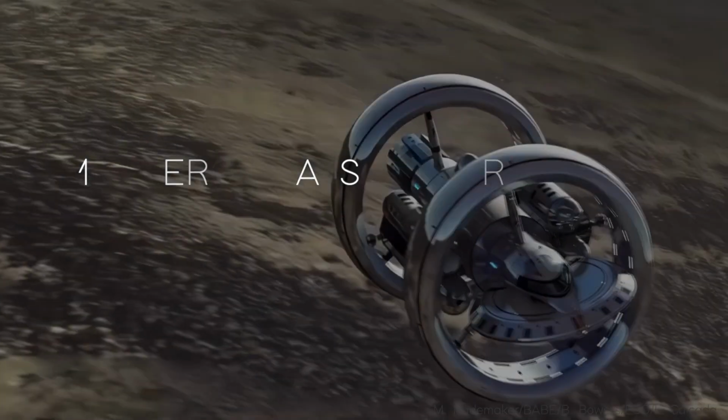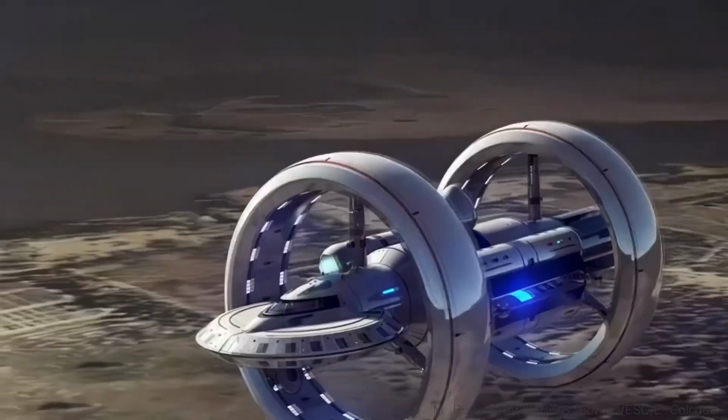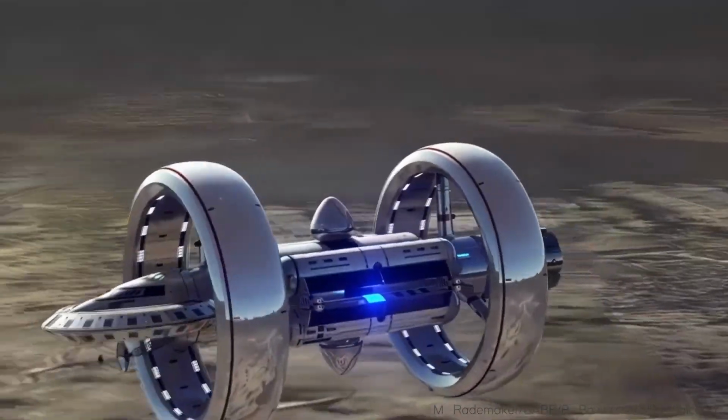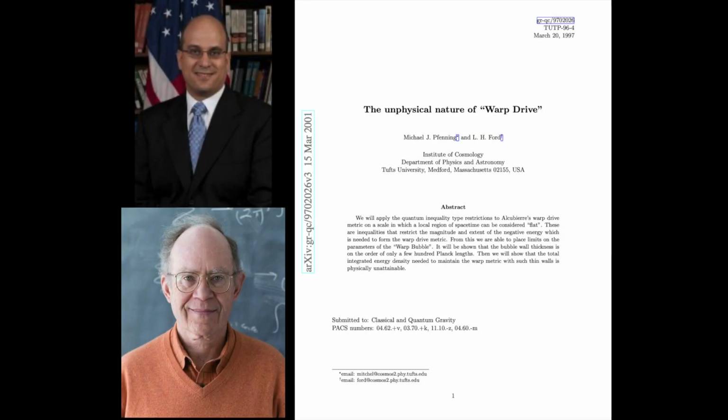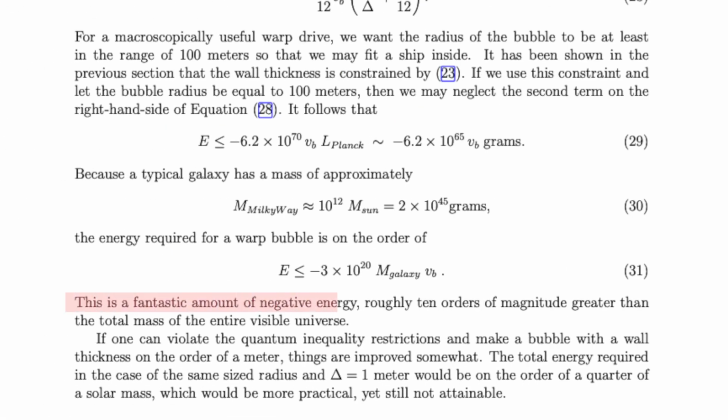Problem 1. Energy and mass requirements. One of the first complaints levied against the drive was that it required outrageous amounts of energy. For example, soon after Alcubierre's paper, Fenning and Ford estimated an energy requirement of something like 10 orders of magnitude greater than the mass of the observable universe.